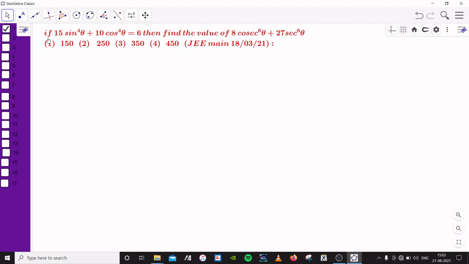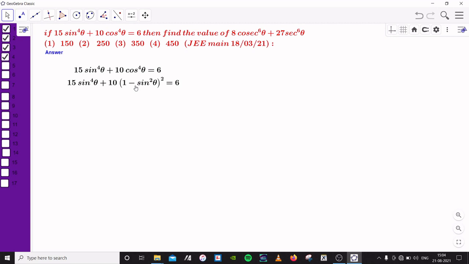Okay, the question is, if 15 sin raised to 4 theta plus 10 cos raised to 4 theta equals 6, then find the value of 8 cosec raised to 6 theta plus 27 sec raised to 6 theta. Okay, let us go to the answer. Given that 15 sin raised to 4 theta plus 10 cos raised to 4 theta is equal to 6. Now, cos square theta is equal to 1 minus sin square theta. Then cos raised to 4 theta can be written as 1 minus sin square theta whole square, isn't it?